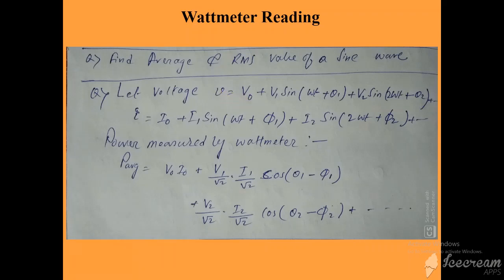kind of 3 or 4 different waveforms, one of which is a DC value and the other one is of magnitude V1, peak magnitude V1, and frequency of omega t and a phase of theta 1 with respect to some reference, and the other is of magnitude V2 and frequency of 2 omega t with a phase of theta 2 from the same reference, right? And similar is the story for the current.